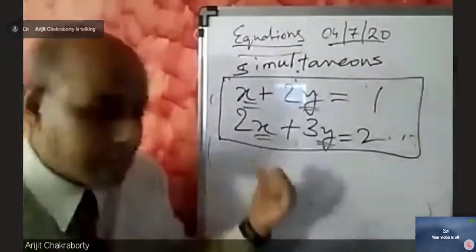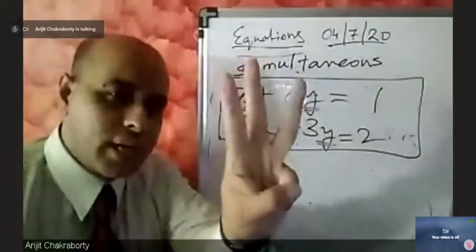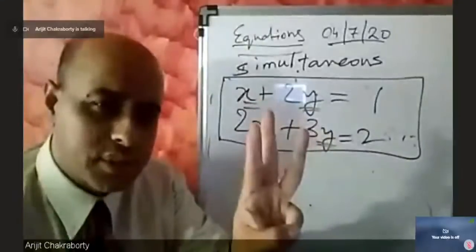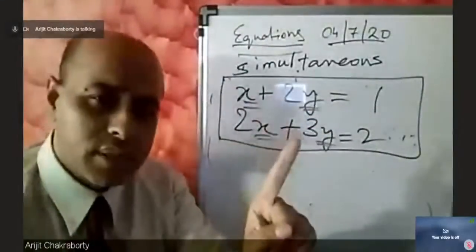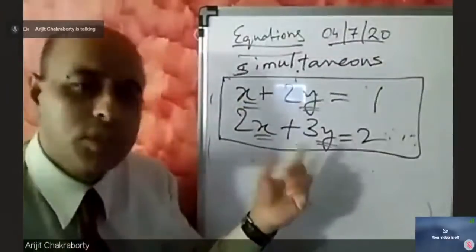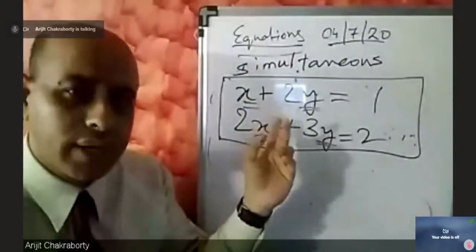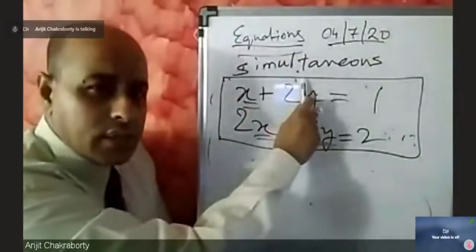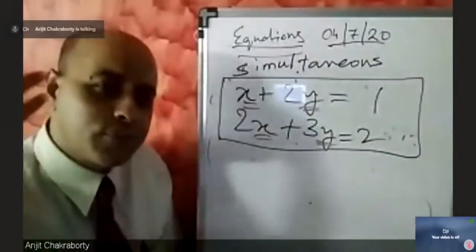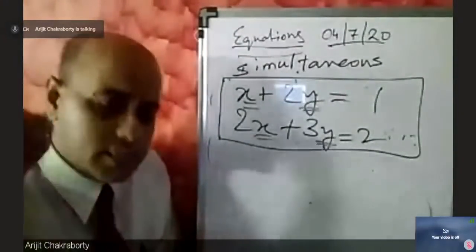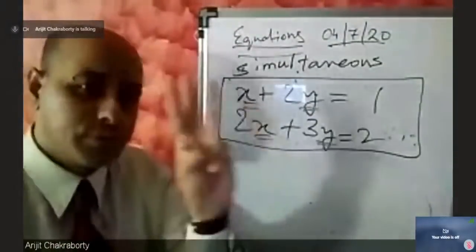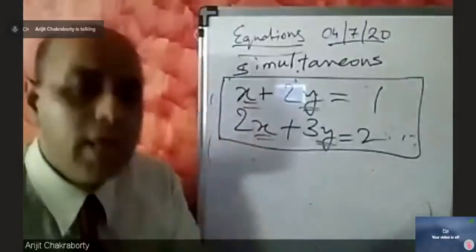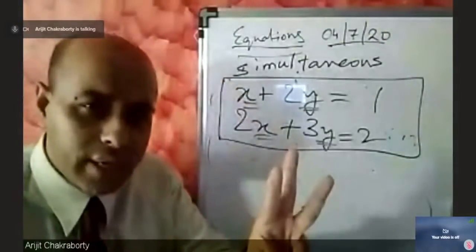Similarly, we can have z also: x, y, z, three unknowns, three variables. But for that, we need three equations. For one unknown, one equation is required. For two unknowns, x and y, you need two simultaneous equations. And if you have three unknowns, x, y, z, then you should have three equations so that you can find out the value of x, y, and z from three simultaneous equations.